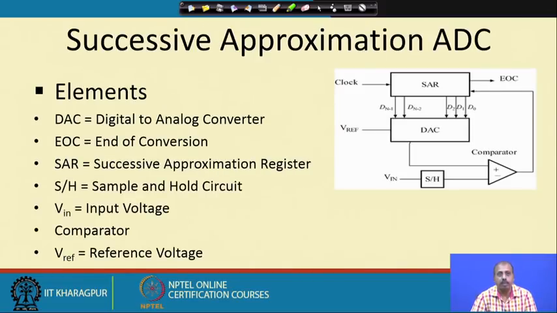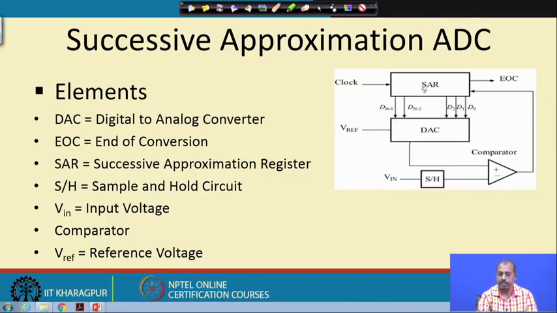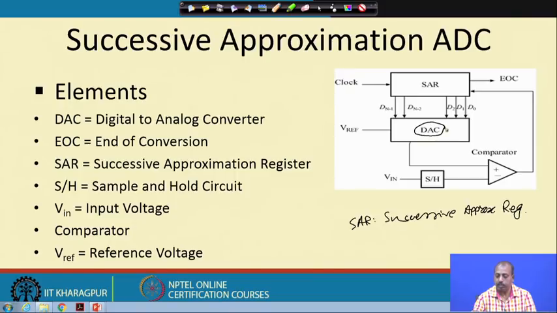The first one is the successive approximation AD converter. Here we have a successive approximation register, this SAR. SAR stands for successive approximation register. If I have an n bit ADC, then the size of this successive approximation register is also n. Interestingly, it uses one digital to analog converter as a module in this ADC. So while designing this ADC, we need a DAC to be available.